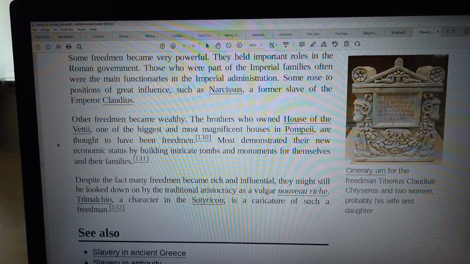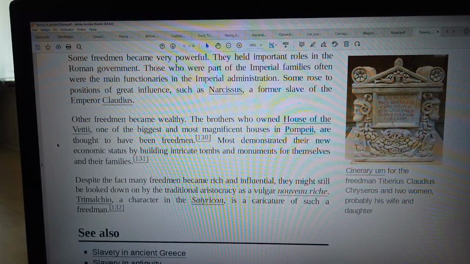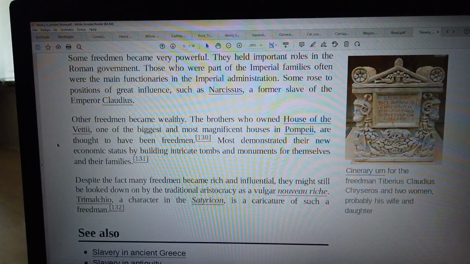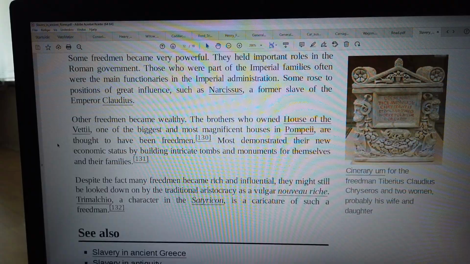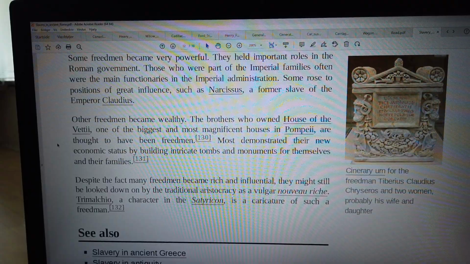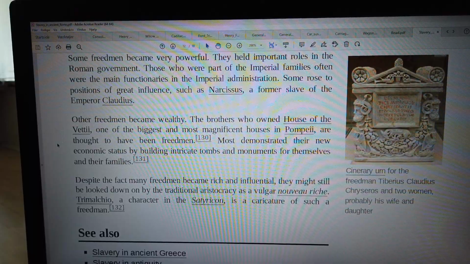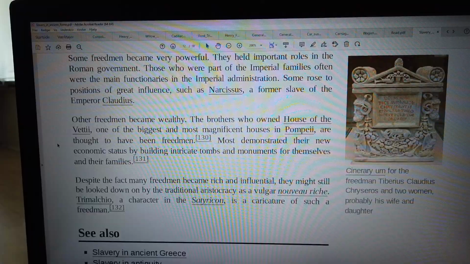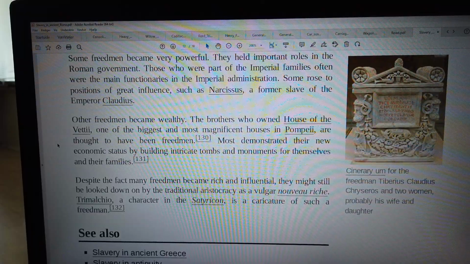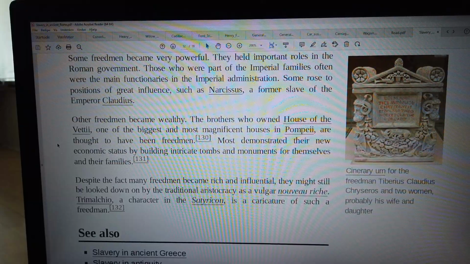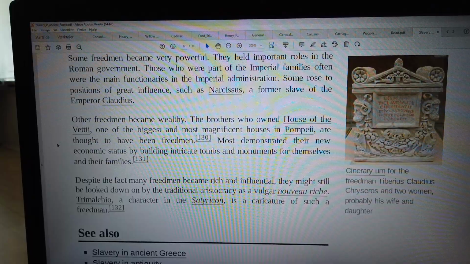Some freedmen became very powerful. They held important roles in the Roman government. Those who were part of the imperial families often were the main functionaries in the imperial administration. Some rose to positions of great influence, such as Narcissus, a former slave of the Emperor Claudius. Other freedmen became wealthy. The brothers who owned the House of the Vettii, one of the biggest and most magnificent houses in Pompeii, are believed to have been freedmen.